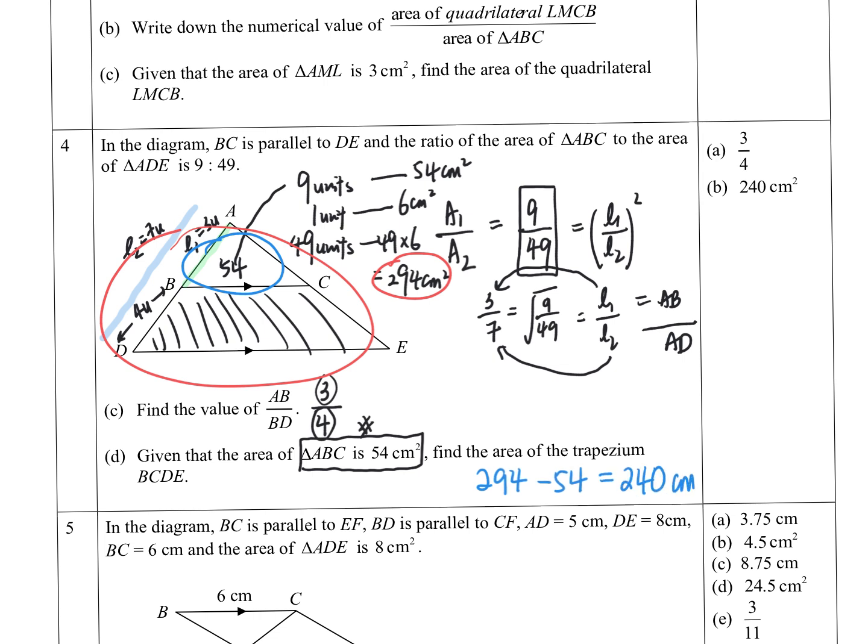Okay, so it's 240 cm square. So it's all about the ratio.